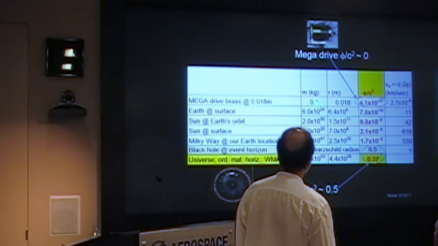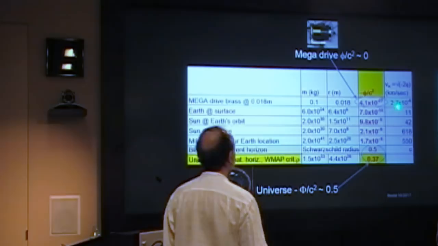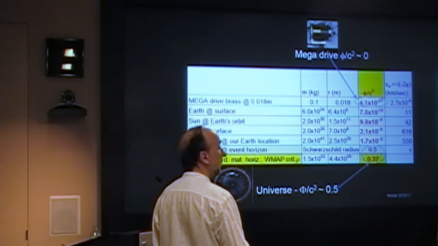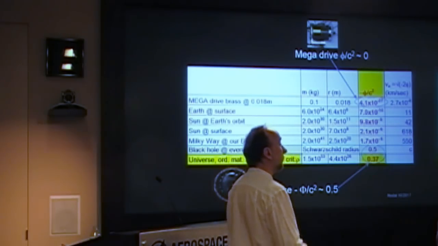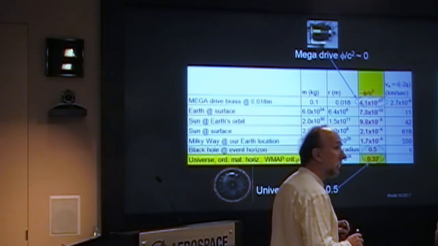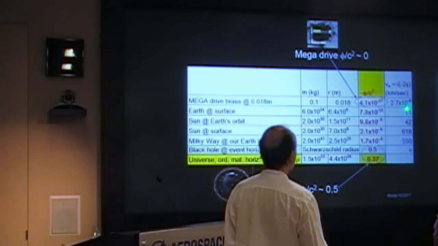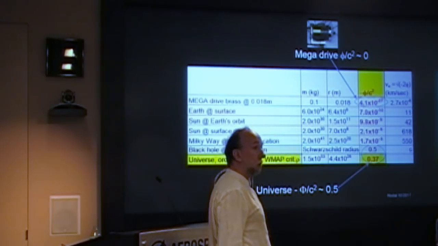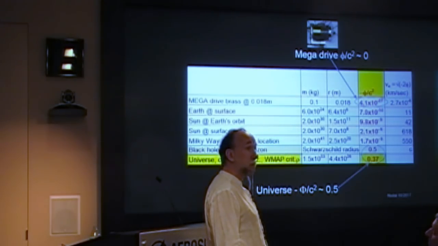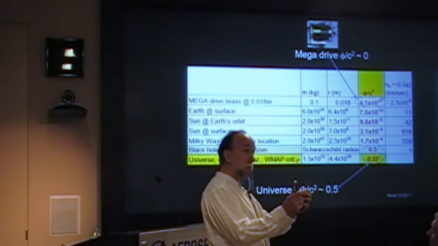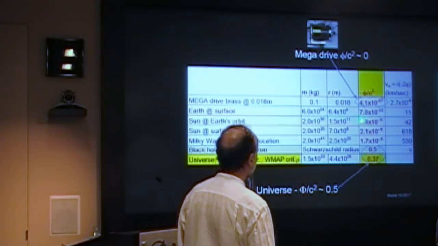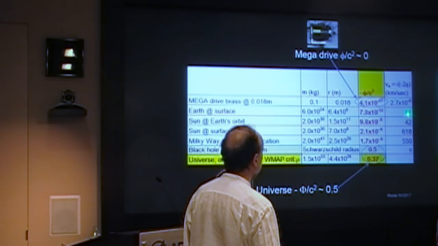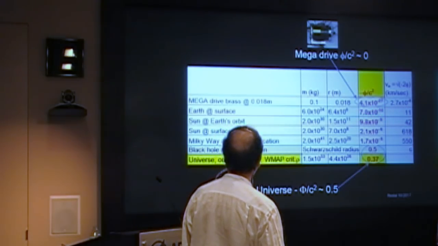A mass of, let's say, 0.1 kilograms at a radius of 18 millimeters, you get 4 × 10^-27 when you divide it by c squared. Extremely small, minus 27. An extremely small escape velocity. Of course, it doesn't take much of a rocket to escape the mass of this tiny Mega Drive. At the Earth's surface, you get 7 × 10^-10, an escape velocity of 11.